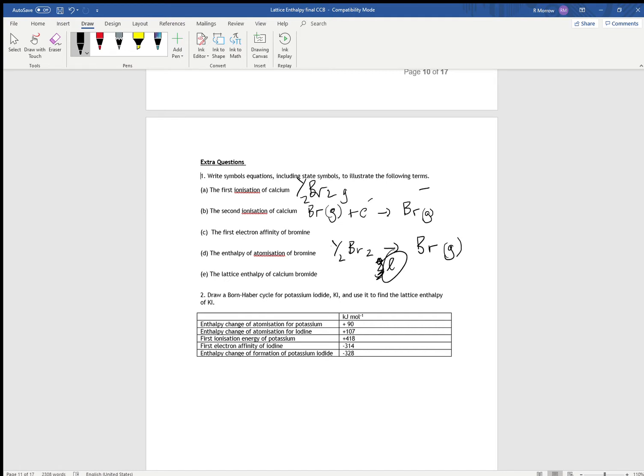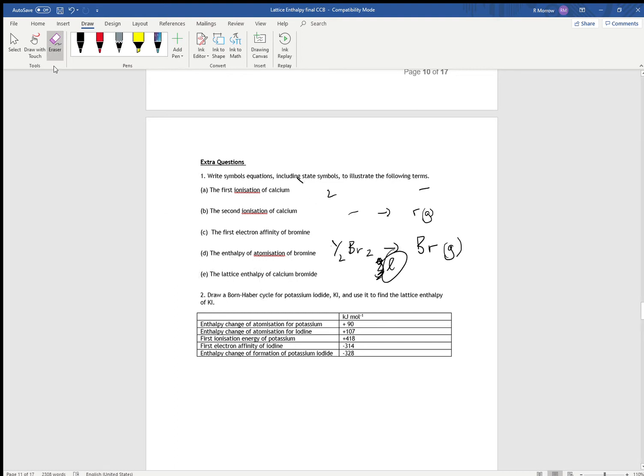So the bond enthalpy, if I was asked to write the bond enthalpy for bromine, that is different. That's breaking all the bonds in 1 mole of covalent molecules. So that would be Br2 to 2Br gas. So you would hopefully know the relationship between bond enthalpy and enthalpy of atomization is that the enthalpy of atomization is half the bond enthalpy. So I'll just clear that.